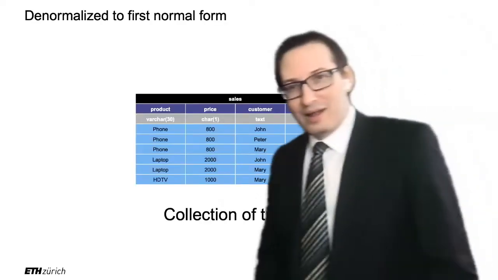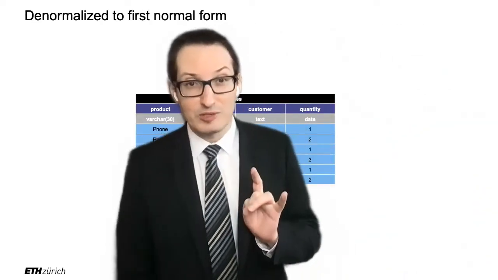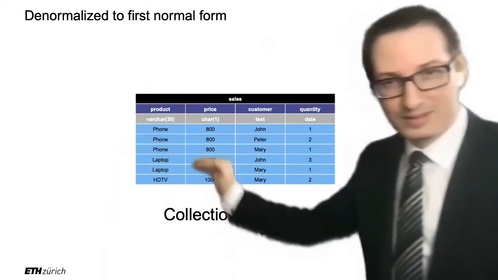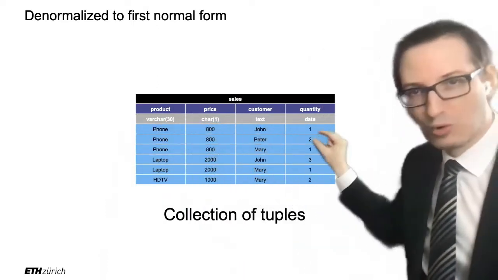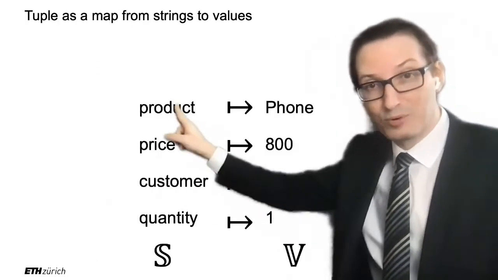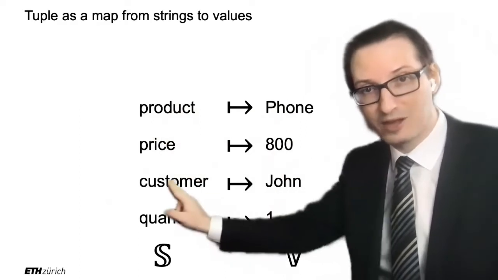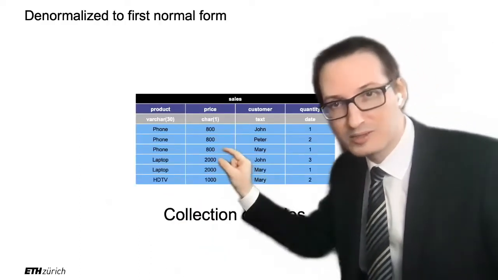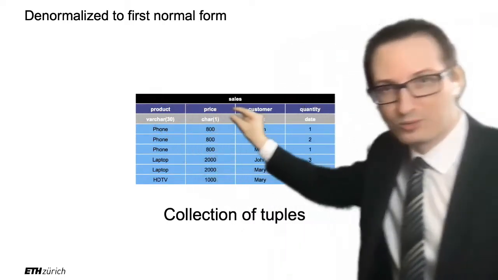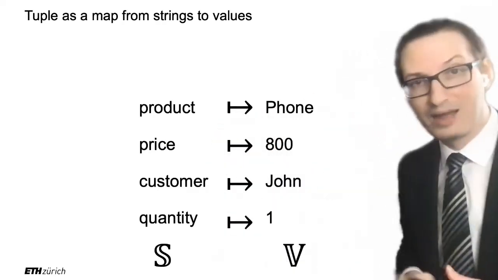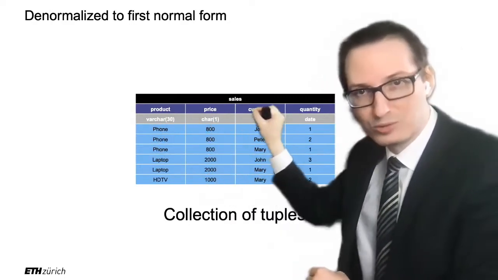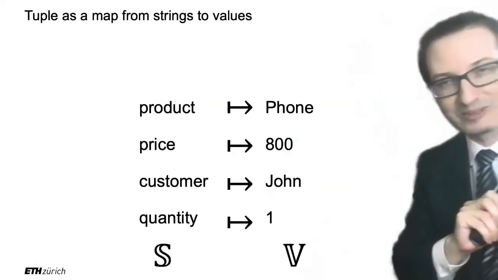Now, let's think a little bit. I'm not, of course, going to teach Information Systems for Engineers here, but I'm just going to say it's a collection of tuples. Every tuple is a row in there, right? So let's look at one row. One row could be, for example, the product phone, the price 800, customer John, quantity 1. I basically picked these 4 values, corresponding to these attributes, and I just represented this as a mapping from the attribute to the value, the attribute to the value, the attribute to the value, the attribute to the value, and this is what I get.